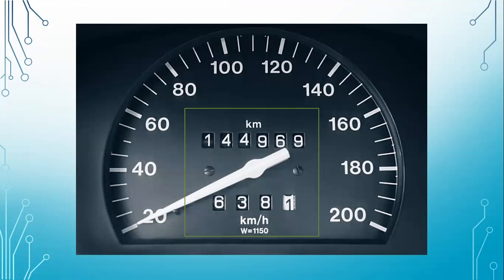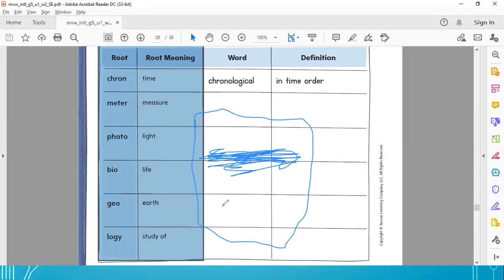Yes, Mister. What is this? What is inside the shape? Does this measure or doesn't measure? Measure. Yes. So what does measure mean in the Greek roots? What is the meaning of measure? What is the root for measure? Meter. Very good.